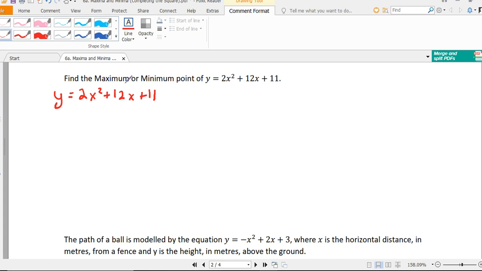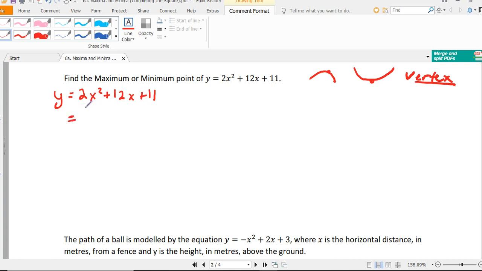In order to find the maximum or minimum point, we need the highest point or the lowest point of a parabola, which is otherwise known as the vertex. Well, how do I find the vertex? By completing the square. And that's exactly what I'm going to do.